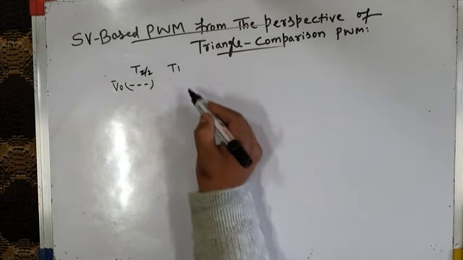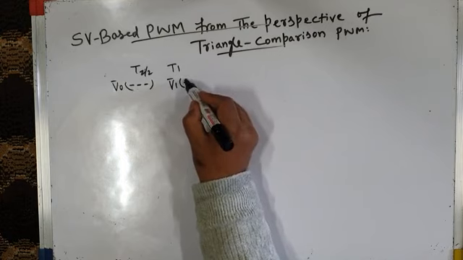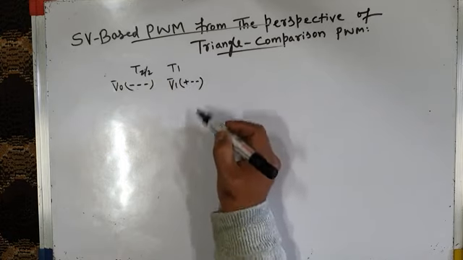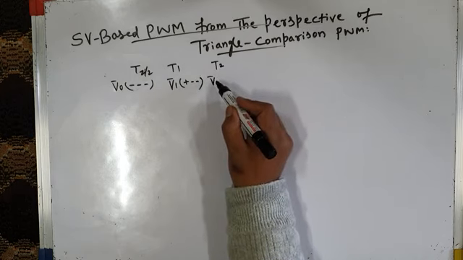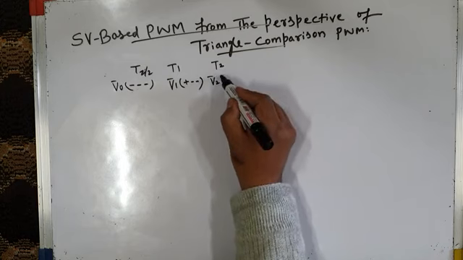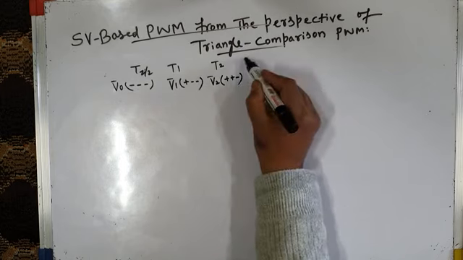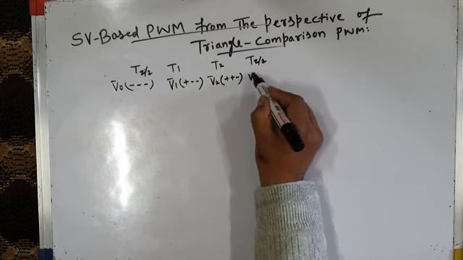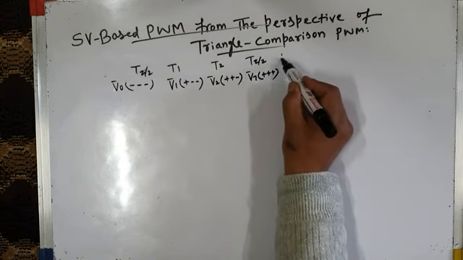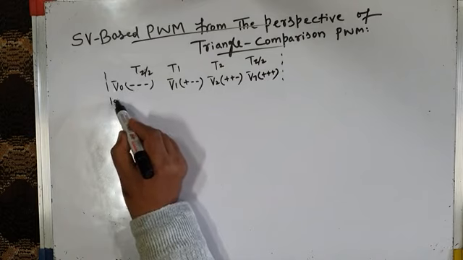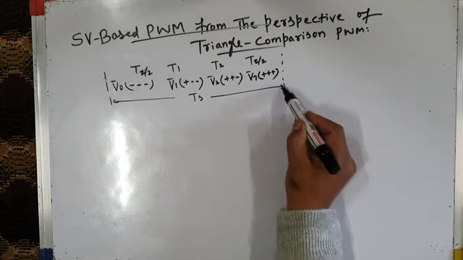For time interval t1, the vector v1 with the switching sequence plus minus minus is applied across the load. For time interval t2, the switching sequence generated by the inverter is plus plus minus. Then for another tz by 2, null vector v7 with switching sequence plus plus plus is applied. That completes one subcycle, ts, which is equivalent to half of the carrier cycle.